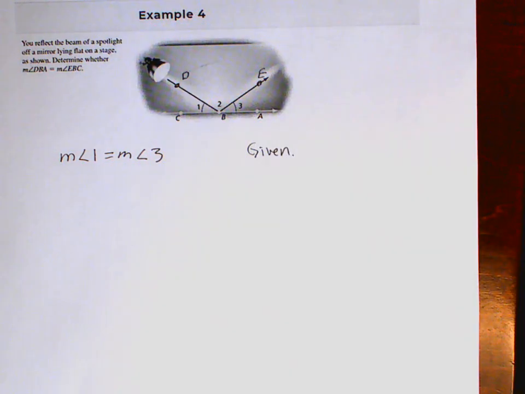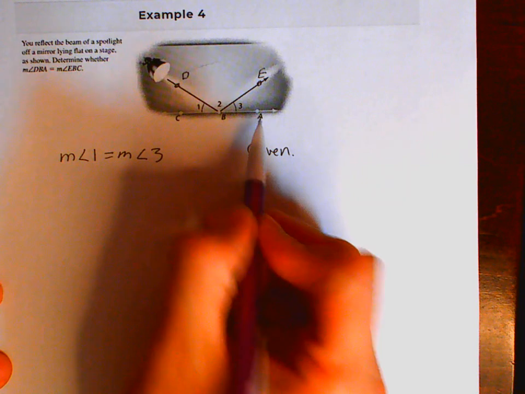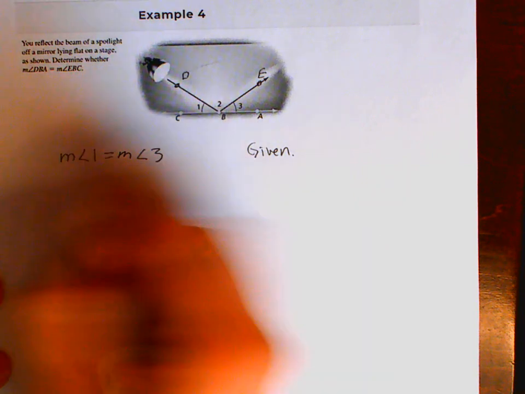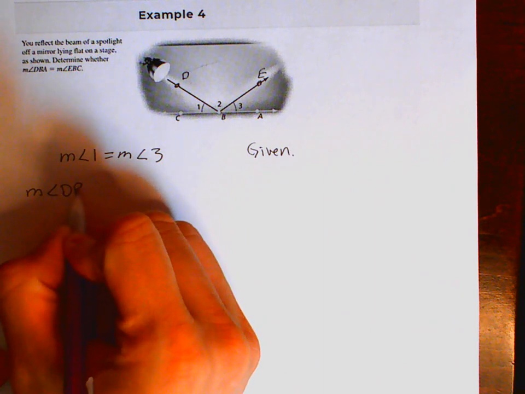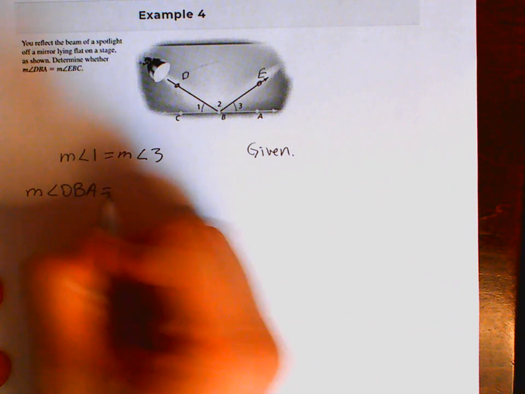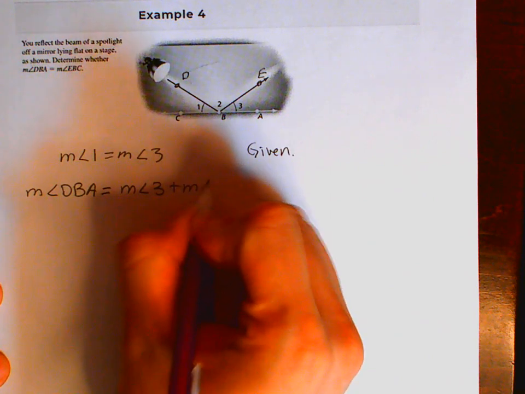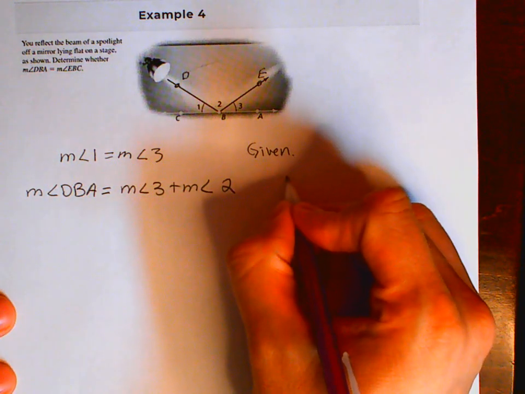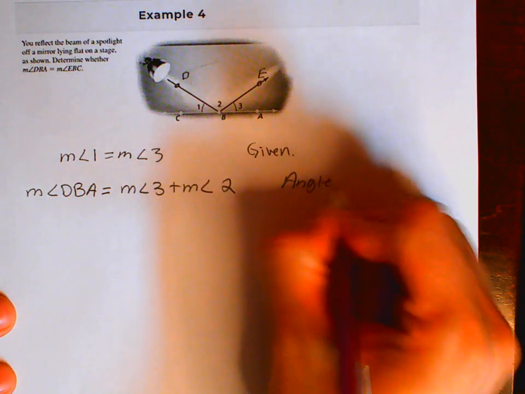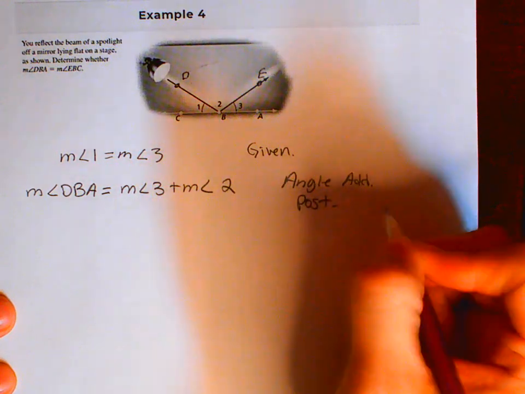So now let's take a look at DBA. DBA is made up of two angles. DBA is made up of angle 2 and angle 3. So I know that the measure of angle DBA is equal to the sum of angle 3 and angle 2. And the reason why that's true is because of the angle addition postulate that we covered in chapter 1.